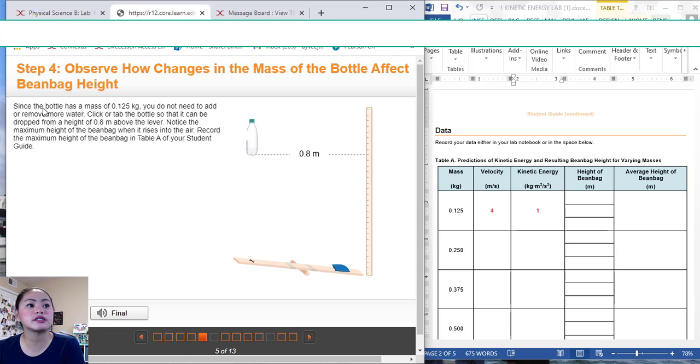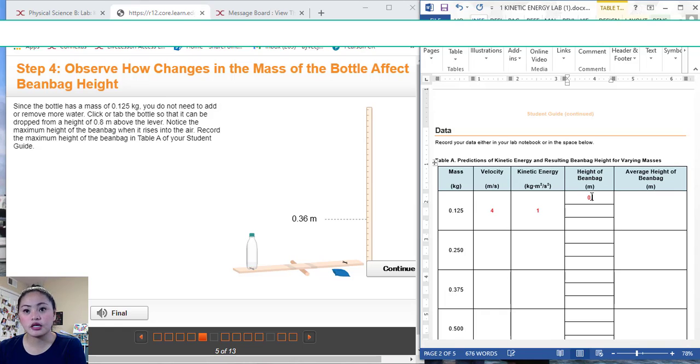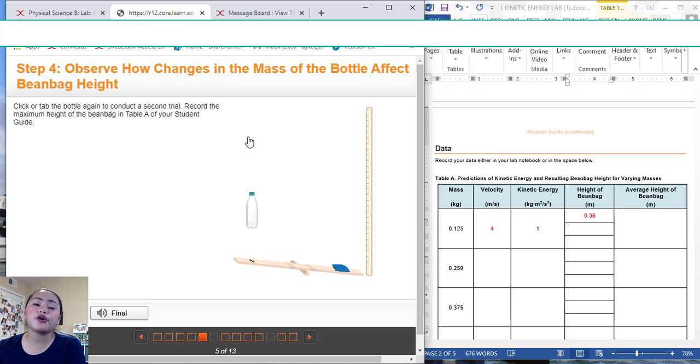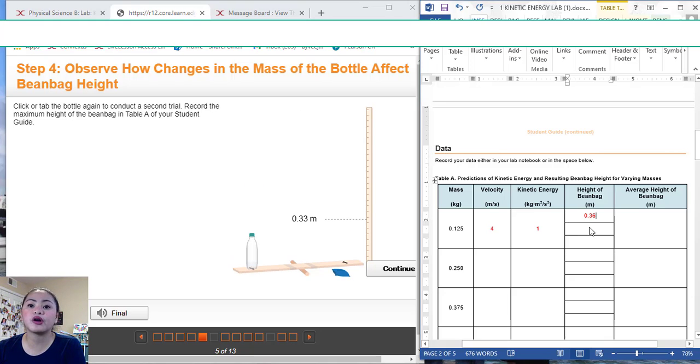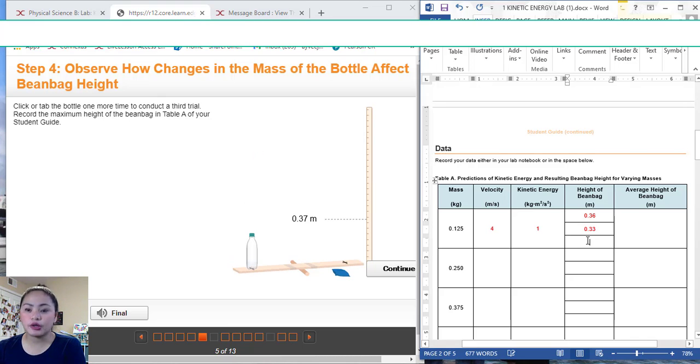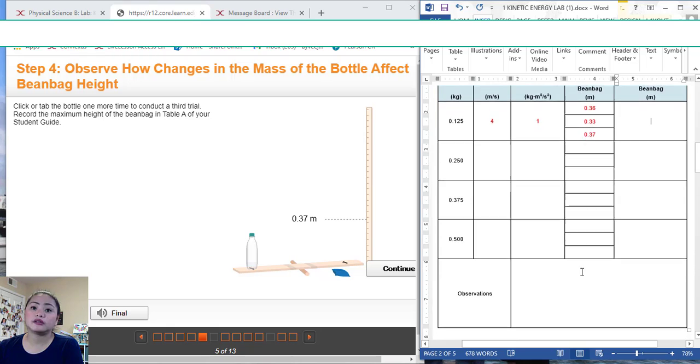So what you're going to do here, it says have the bottle dropped from a height of 0.8 meters. So you're just going to do that. And then it will give you the measurement of 0.36. You're going to want to write that, and then just click on continue. Of course, we always do 3 trials so we will avoid bias. So click on continue and then do the same thing, and you will have here 0.37. So yes, that's how you do part A. And of course, you're just going to get the average height of the beanbag, add all 3 and divide by 3. And that's how you do table A.